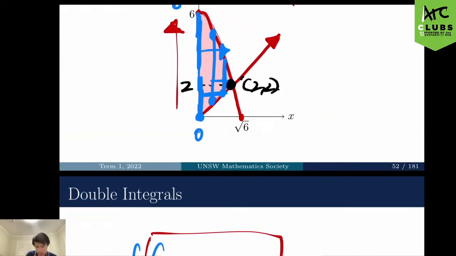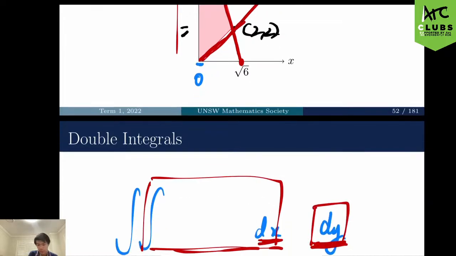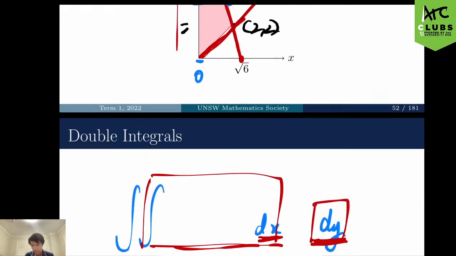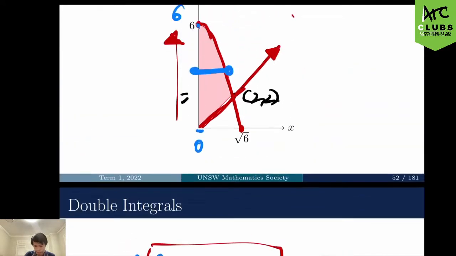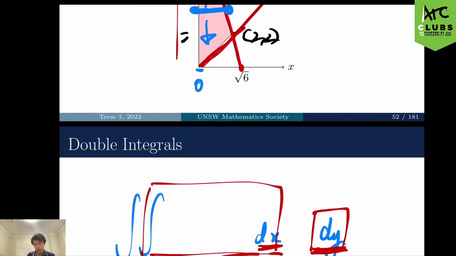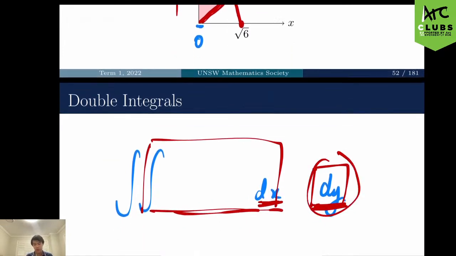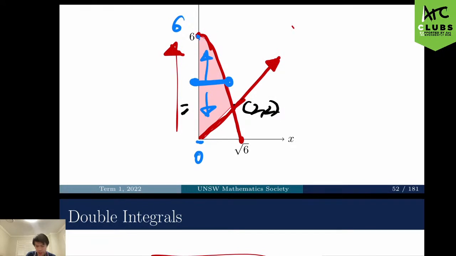I might rub this out just to make it a bit clearer. This is the integral with respect to x, and you're basically integrating that integral with respect to y. So hopefully we can see how having the dy on the outside corresponds to this kind of thought process. We're integrating this line segment as it goes up and down.